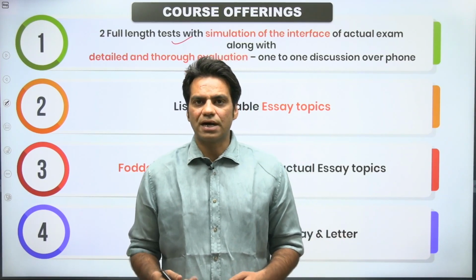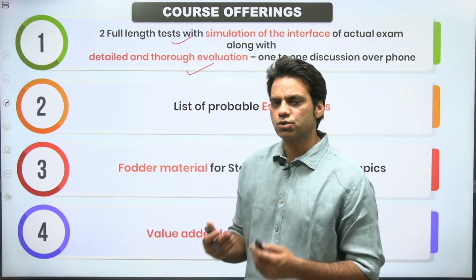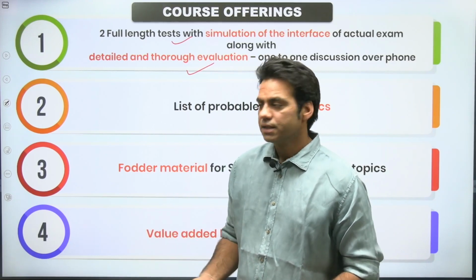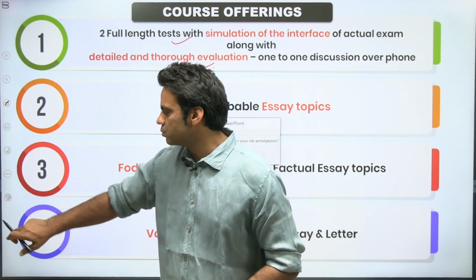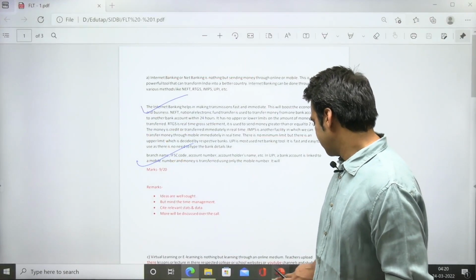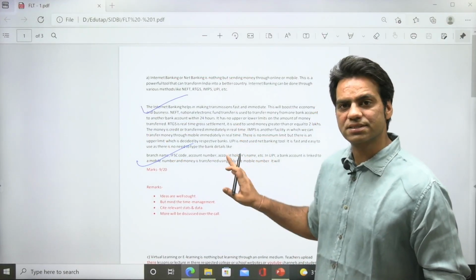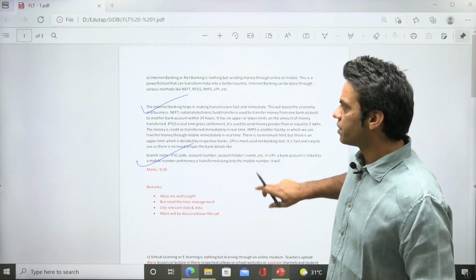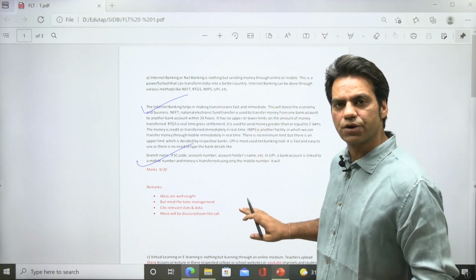Right, so I'll just show you one sample copy, how we evaluate our answers and how we provide you the exact simulation of the paper. Right, so let's look at this, guys. Yes, so this is an evaluated copy. So this is what you will do. You will write your answers. This is how we will get your copies.